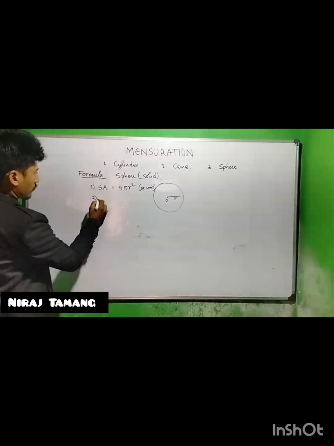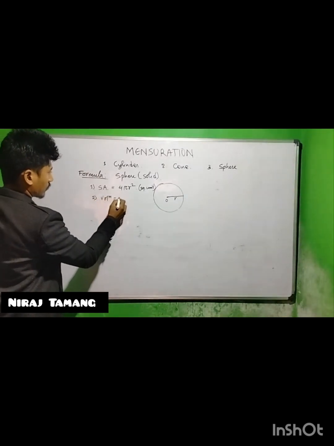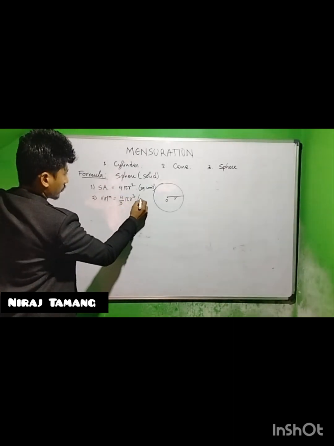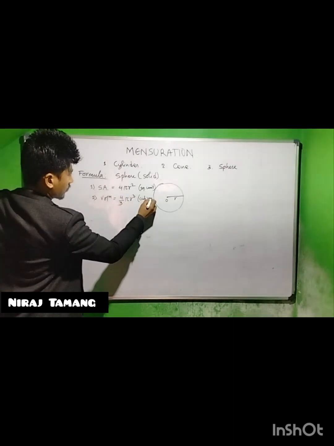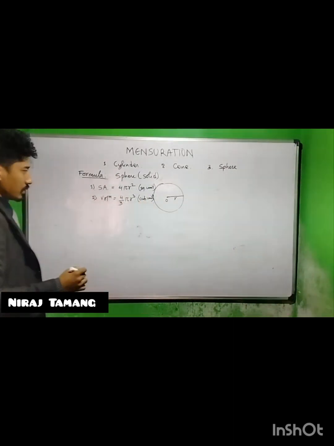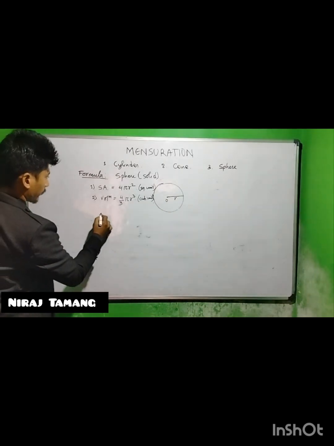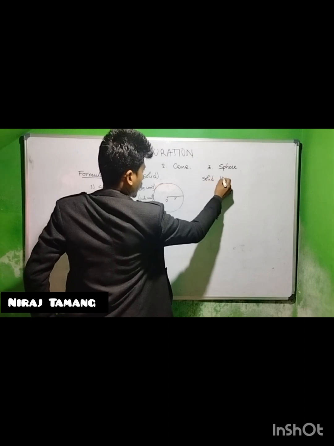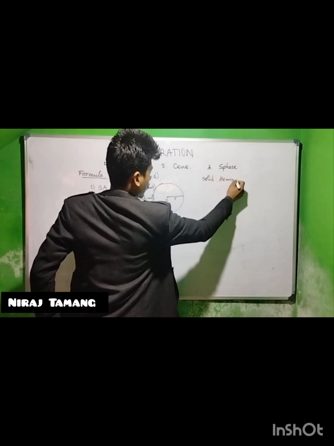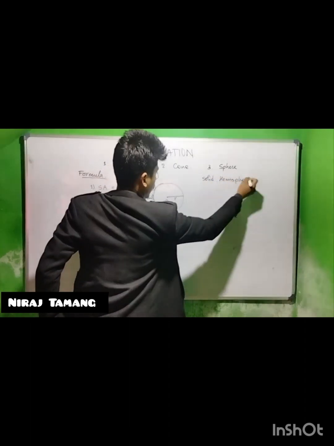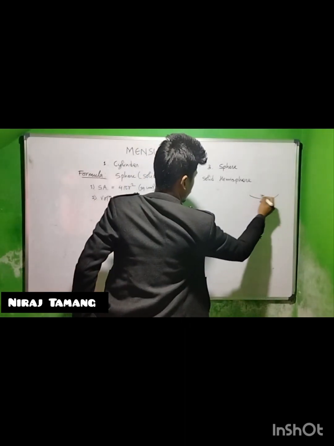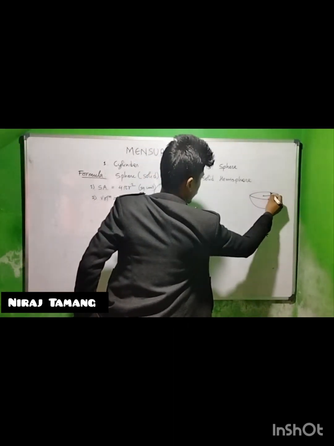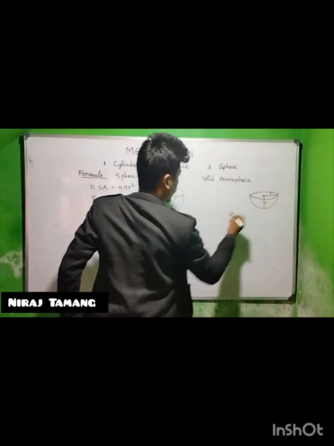Next is number 2, volume, whose formula is 4/3 pi r cube. Unit will be cubic unit. Alright, so now let's go for the solid hemisphere. The diagram will be like this. Let us take radius r. This one is also r.